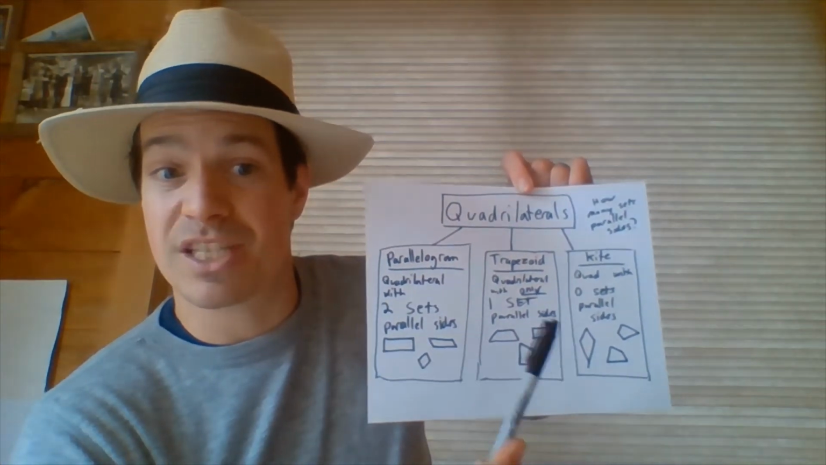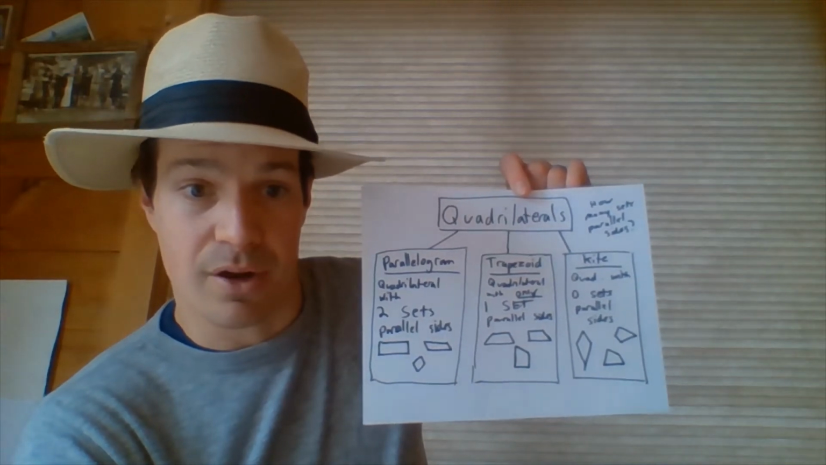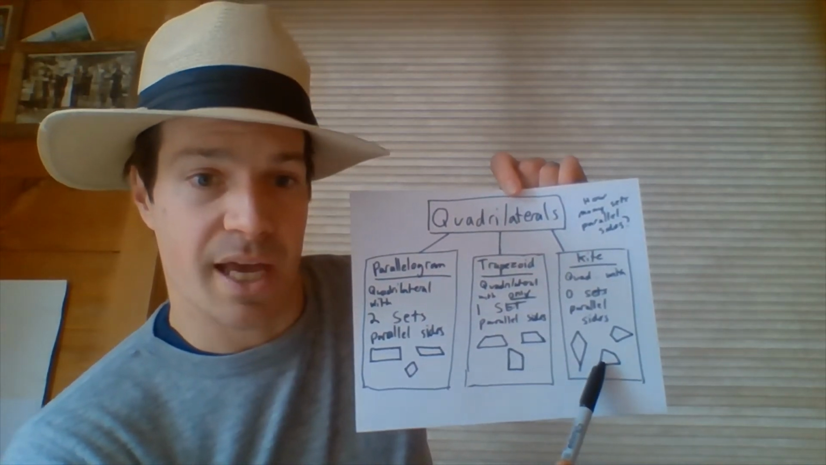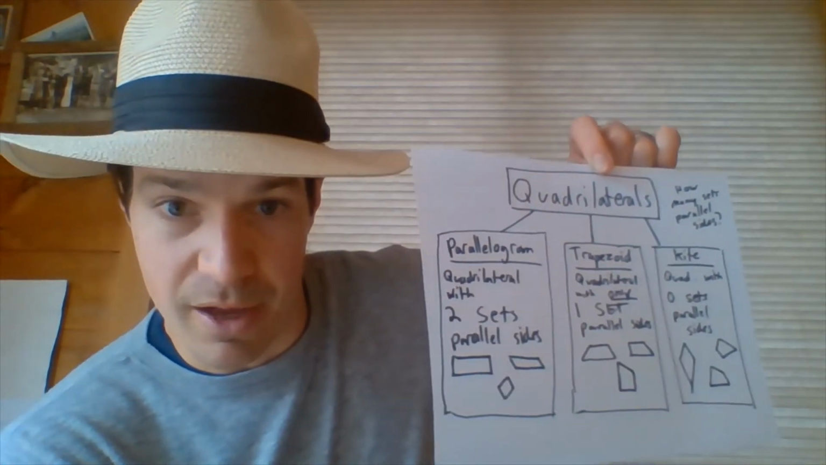What makes them special is they have zero sets of parallel sides. So no side is parallel to another. It might be close, but they're not. So you can see down here, they don't always look like kites either. This one has four sides. None of them are parallel.